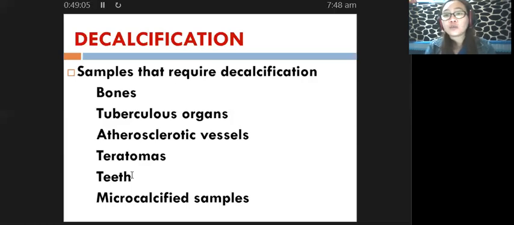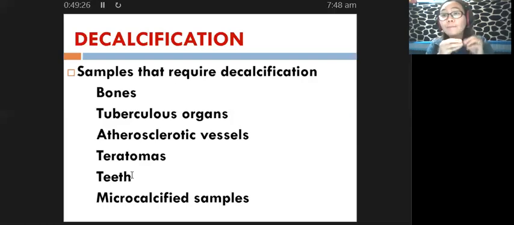And what should we do for our teeth samples? You have to perform partial or complete decalcification. After performing partial or complete decalcification, that's the time that you perform cutting.